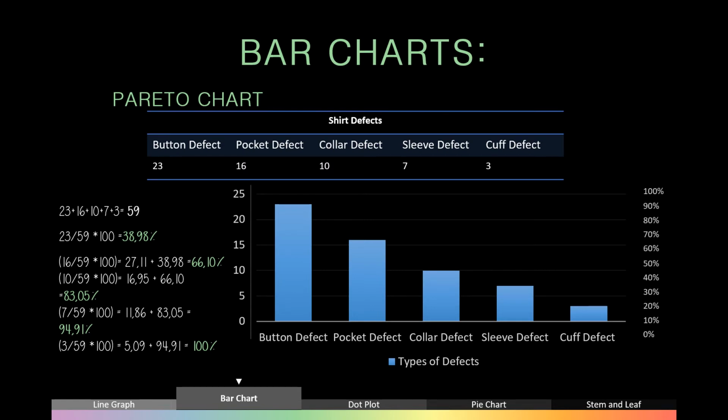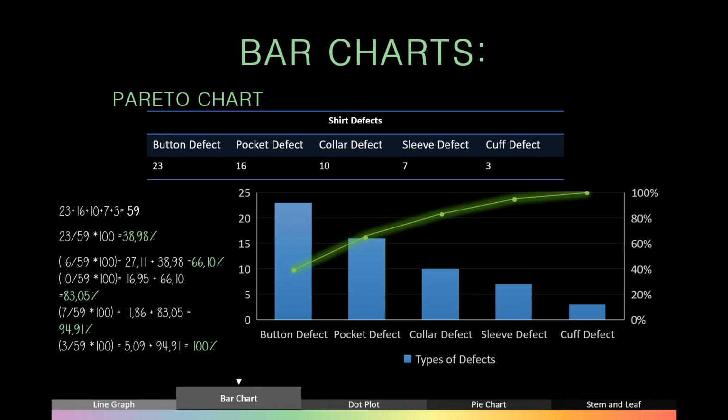Next, we're just simply going to plot an additional y-axis to record our percentages, and we're going to plot our coordinates using those green values, so 38% to 100%, and joining that with a line, we now have a completed Pareto chart.